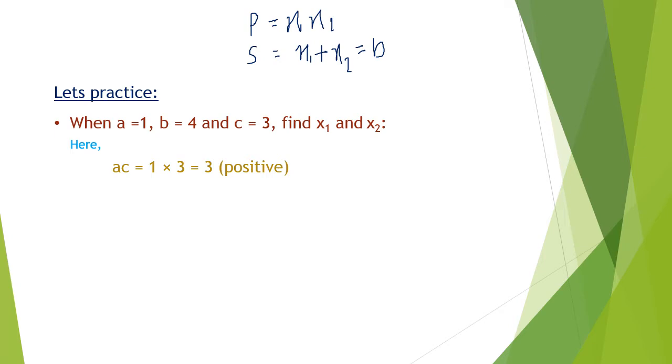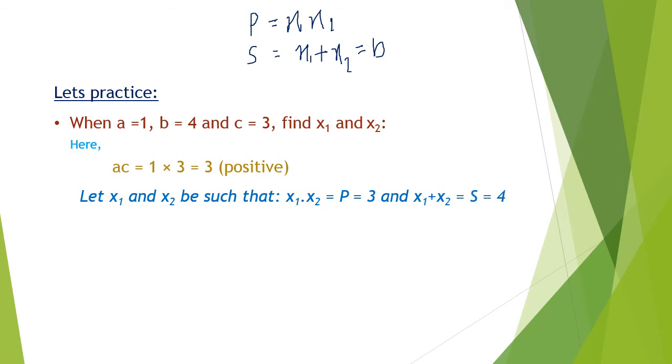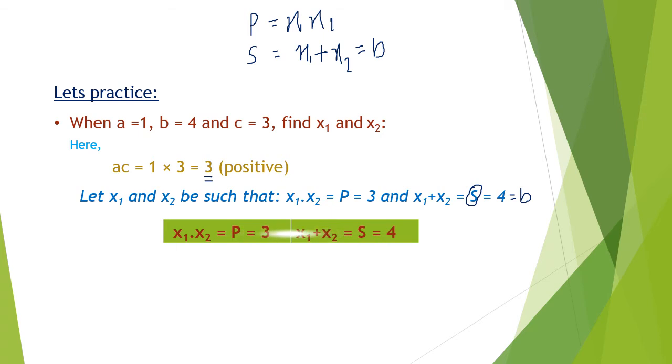Now let's see, let x1 and x2 be such that x1 dot x2 is equal to P, which is equal to 3. We always take the positive value, and x1 plus x2 is equal to S, which is the value of B, isn't it? S means sum, don't get confused. x1 plus x2 is the sum, so the sum will be 4, and 4 is the value of B. Now let's create a table with a product column and a sum column.